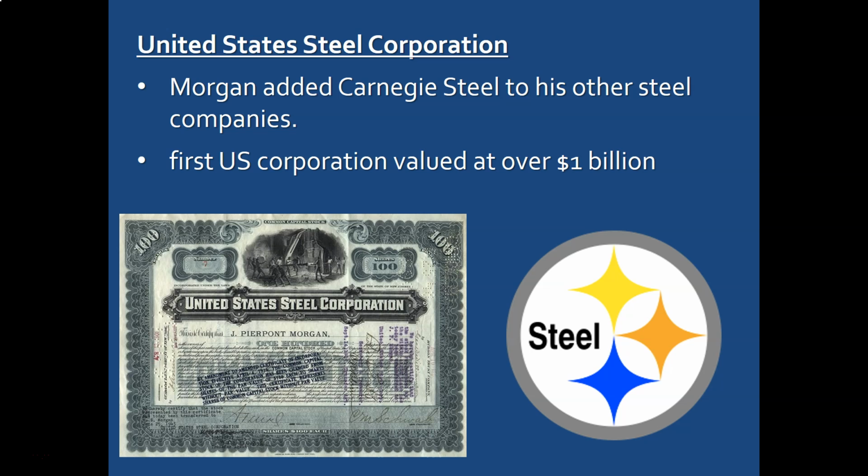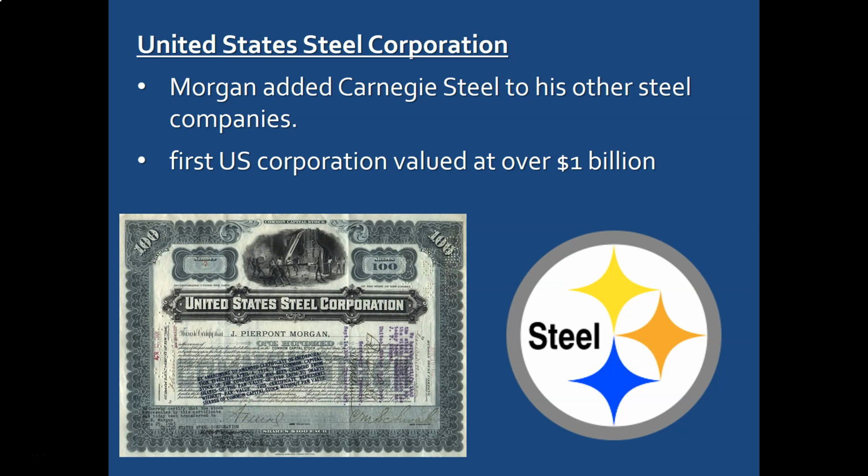All right, now, as I said, Morgan had purchased Carnegie Steel, but he already owned other steel companies as well, and he combines them into one big trust called the U.S. Steel Corporation, or just U.S. Steel for short. And this was the first U.S. corporation in history to be valued at over $1 billion.